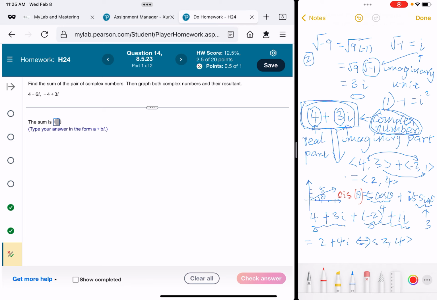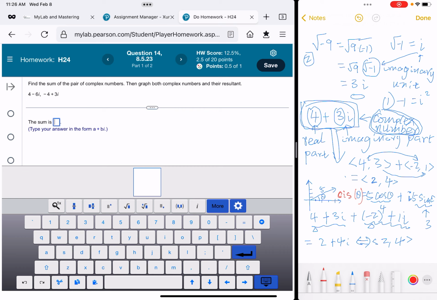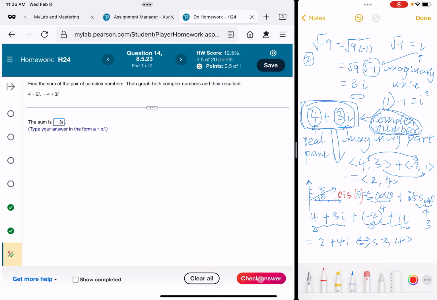This one would be easy then. As we said before, we want to type your answer in the form a plus bi. So then you may input 4 plus negative 4, which is 0. You do not want to write 0. So basically negative 6 plus 3, so you write negative 3 and then i. And then get the keyboard to disappear and you may check your answer.